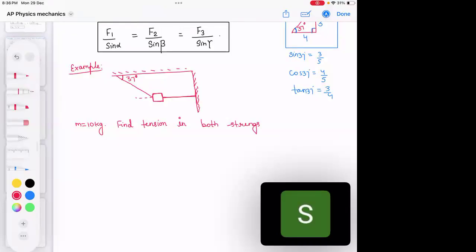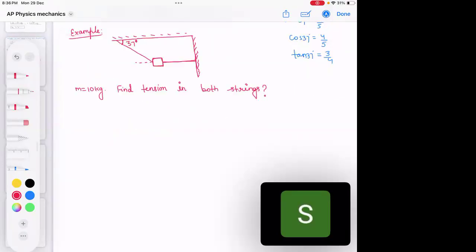Let's find what is the tension in both the strings. Can we apply the Lami's theorem here? We have to start with drawing the free body diagram. Start this question with the free body diagram. Please tell me what forces will be acting. 10 kg object is there. So 10 into g means 100 Newton is the mg acting.